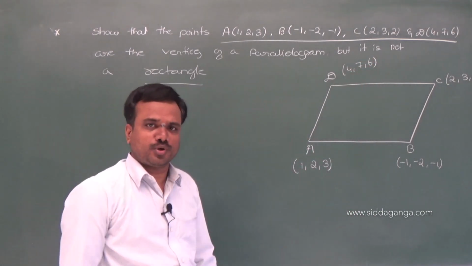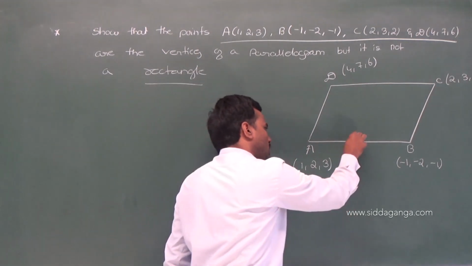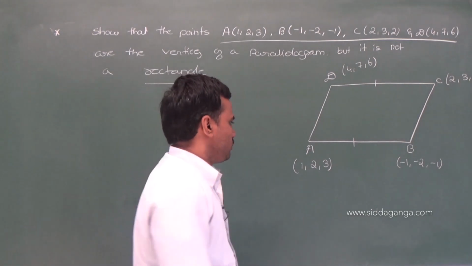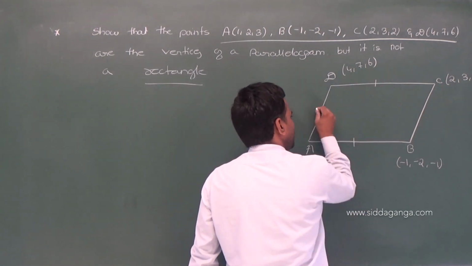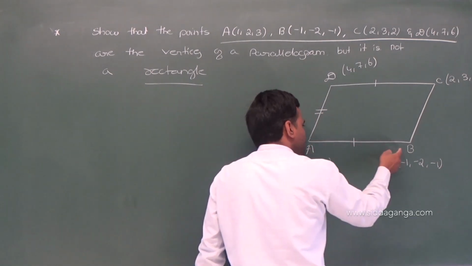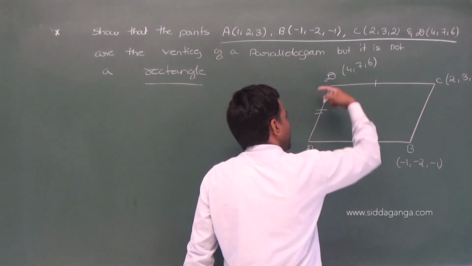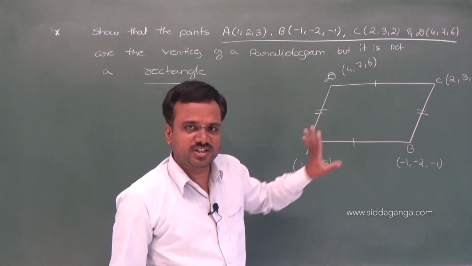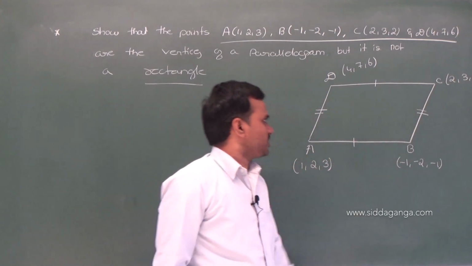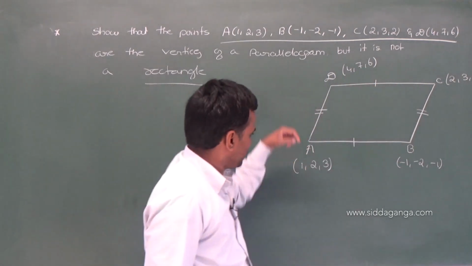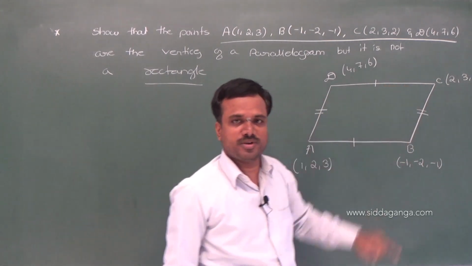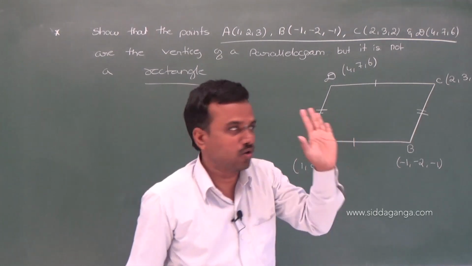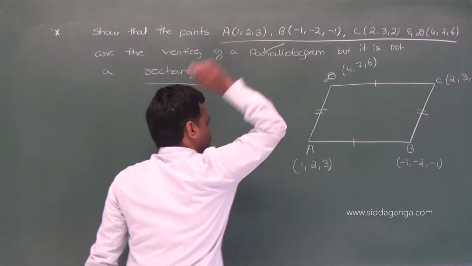So to prove it is a parallelogram, what do we do? Opposite sides are equal. Correct? Using distance formula, what you have to prove? We prove opposite sides are equal. That means AB is equal to DC, AD is equal to what? BC. This is first one. If this condition satisfies, means distance AB is equal to distance DC and distance AD is equal to distance BC, then ABCD is a parallelogram. First condition over.